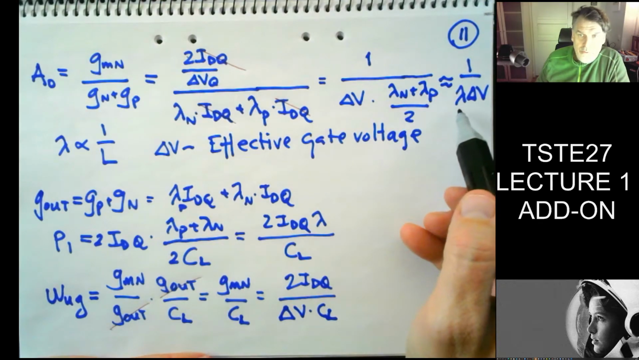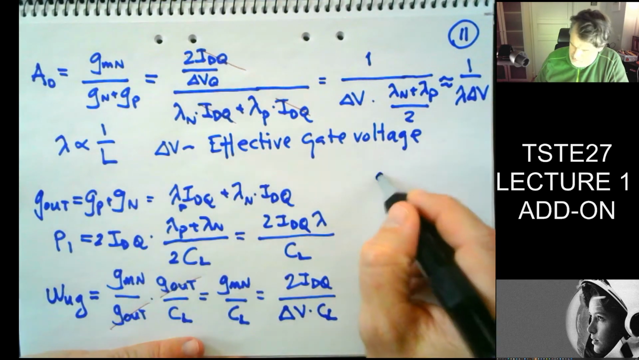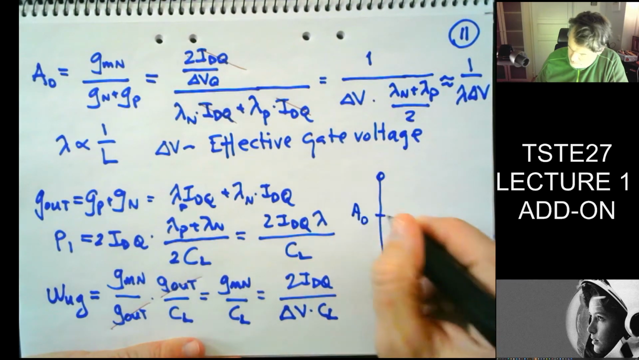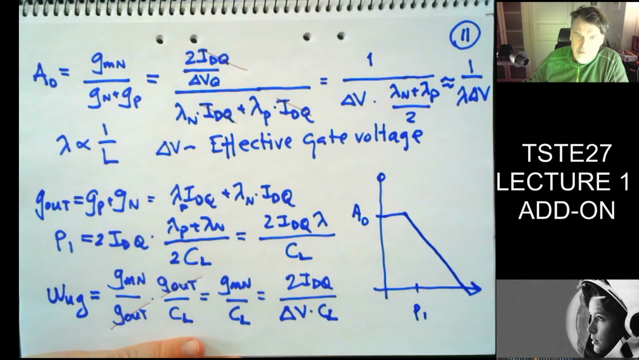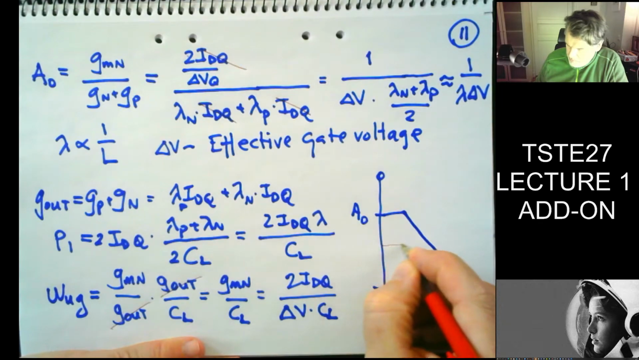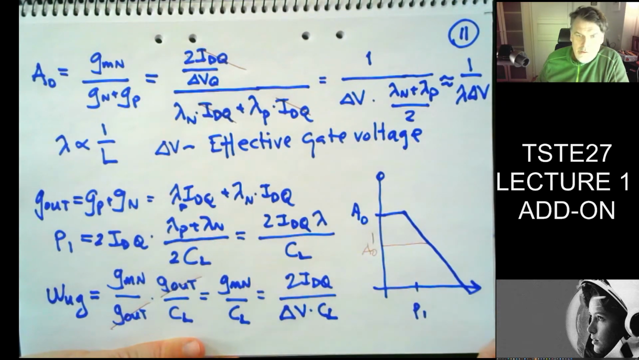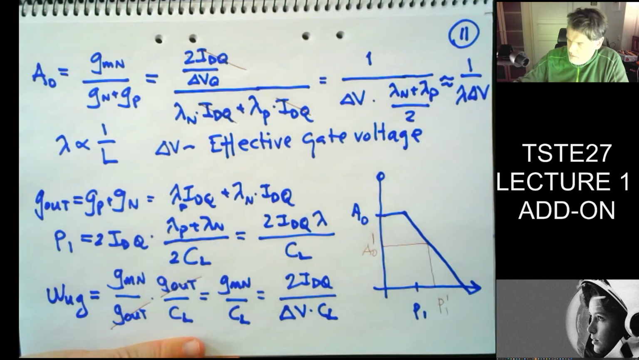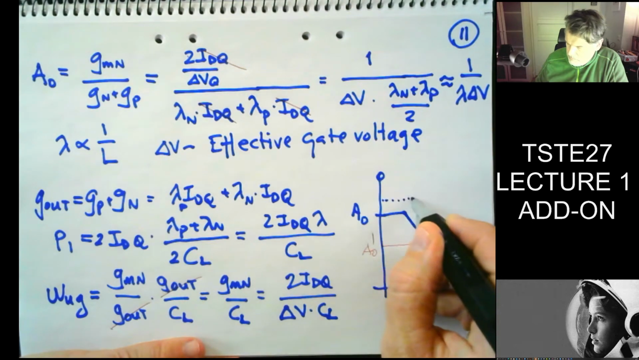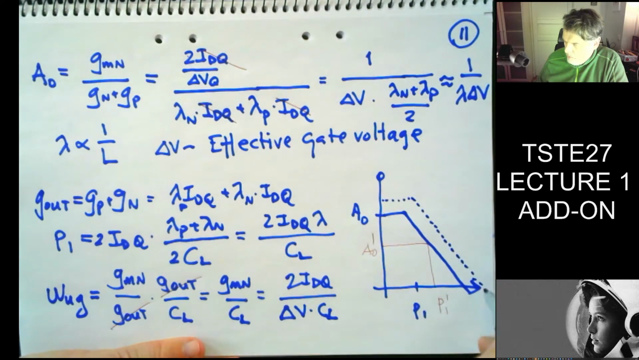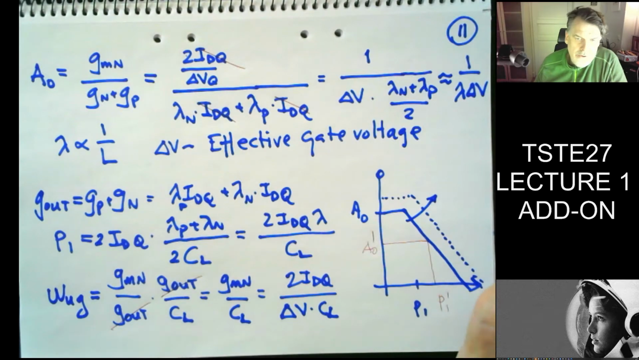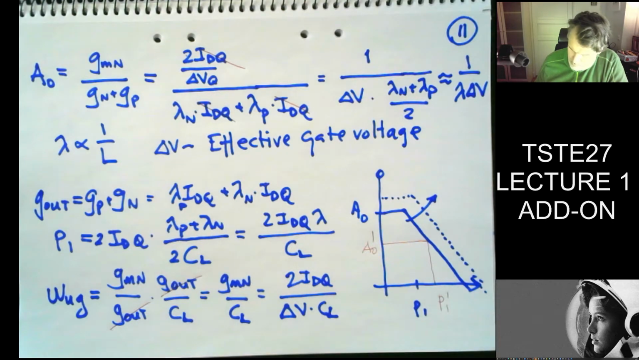So now it's sort of up to you as a designer. We have P1 and A0. We have different options. I might want to have a slightly lower gain but a higher bandwidth P1. I might even try to extend my overall bandwidth, my overall omega UG, by pushing the gain curve like this. So what is the impact of the different parameters? What could I do, for example?